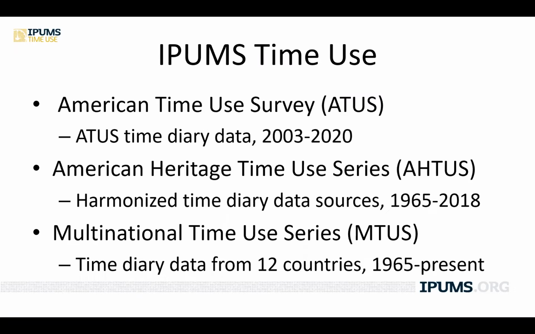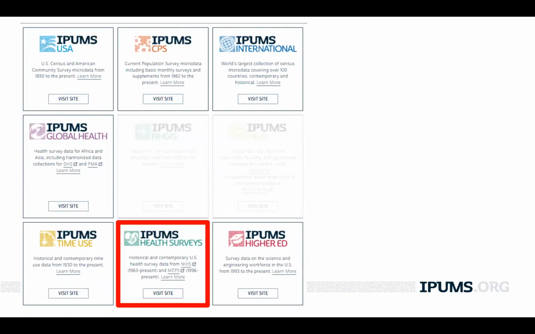So these data are for the US and they go back to 1965. And then the multinational time use series, or MTUS, is that same idea, but it takes time diary data from 12 different countries currently, and those data go back to 1965 to facilitate some cross-national comparisons. That's IPUMS time use. Next, I'll talk about IPUMS health surveys.